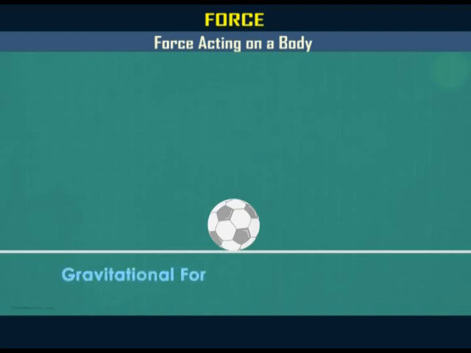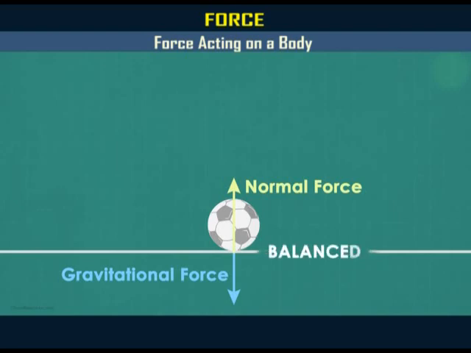There is the gravitational force which is trying to pull the ball towards the center of the earth. And the ground is exerting an equal force exactly in the opposite direction. We call it the normal force. Because these two forces are balanced, they do not change the position of the object. We say the net force acting on the ball is zero.